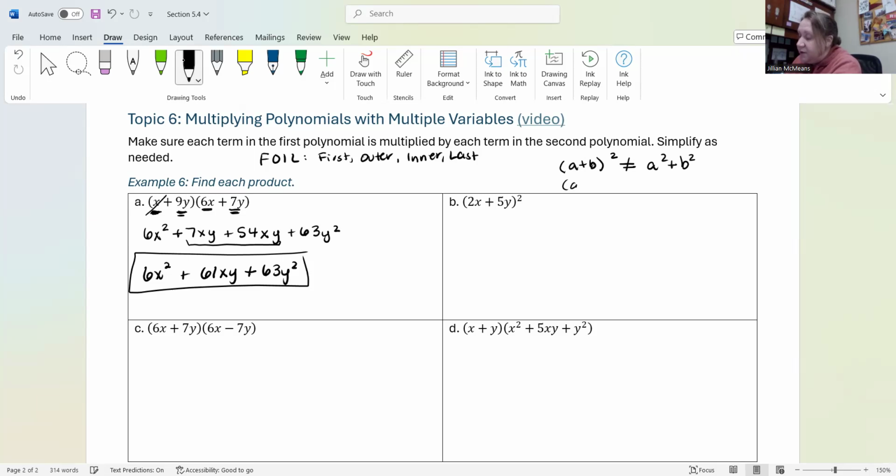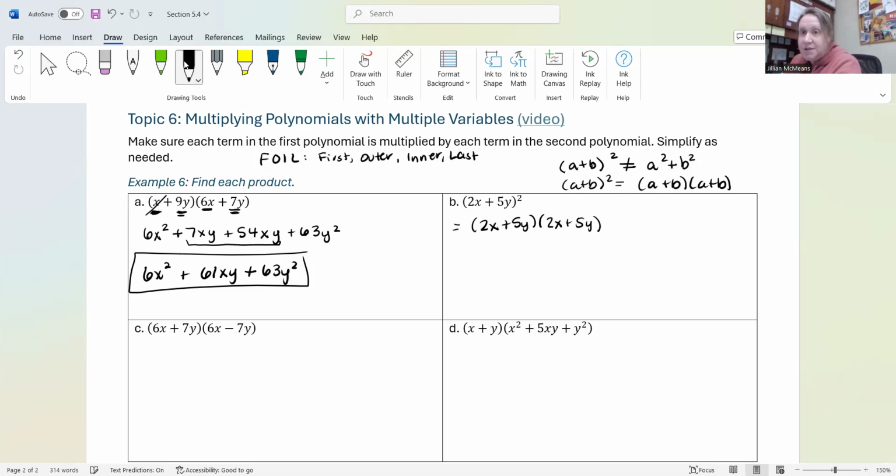What's really happening is if we have a plus b quantity squared, the base is the a plus b, and we're multiplying a plus b times itself twice. So this would equal a plus b times a plus b. So we would want to do the FOIL method. So let's just first rewrite this polynomial as the product of two binomials, okay? And then we can do the FOIL method and then simplify. So instead of leaving this as 2x plus 5y quantity squared, I'm going to write this as 2x plus 5y times itself twice. So times 2x plus 5y.